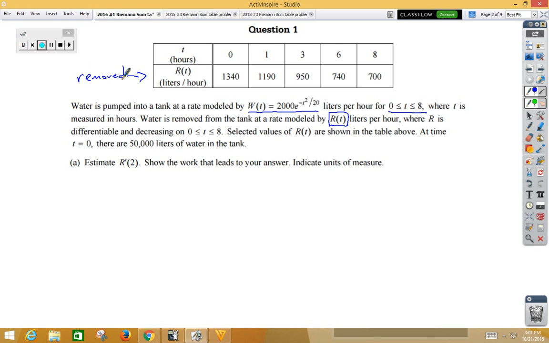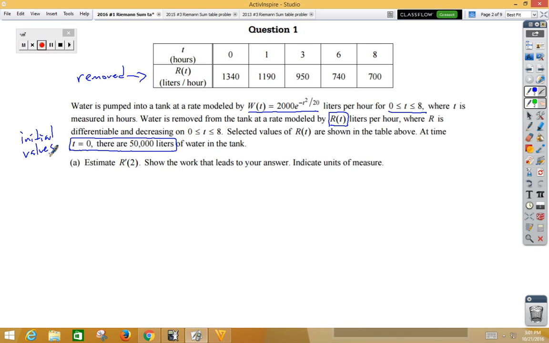Where R is differentiable and decreasing, selected values of R of t are shown in the table above, and they gave us an initial value of 50,000 liters. Initial values are important. So they always tack those on at the end of the question. You want to make sure that you put a big circle around it, star it, arrow it, whatever, because you're going to use it later in the problem.